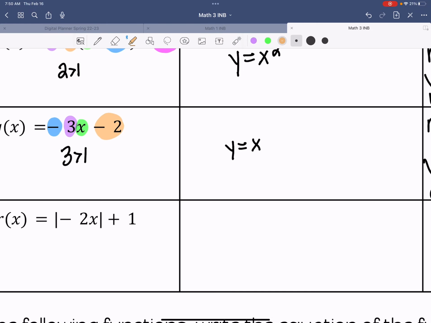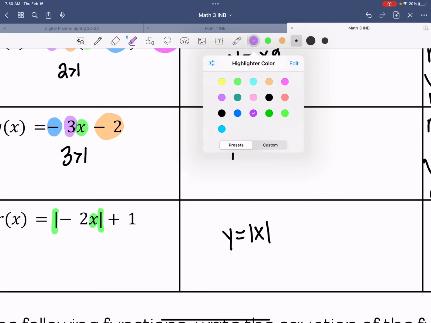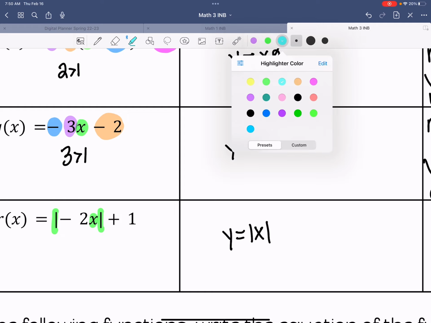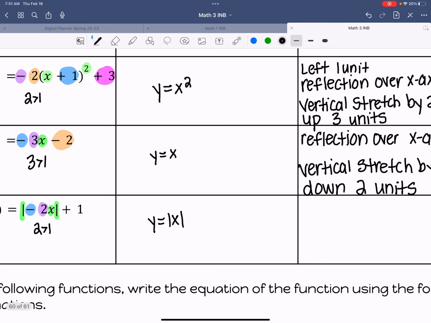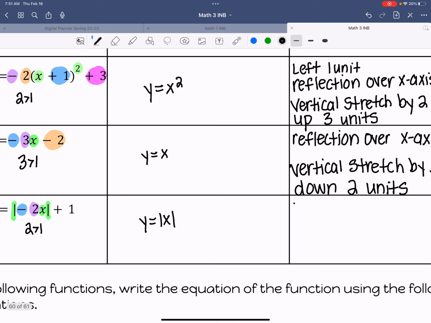All right, and for this one, we have the absolute value again. So we have absolute value, and this time we're multiplying and have a negative on the inside of the function. So that negative on the inside of the function is going to be a reflection, but now it's going to be a reflection over the y-axis. And then we have times 2 on the inside, so that's going to be a horizontal dilation. So 2 is greater than 1, and it's on the inside, so it's going to be a little bit different. So we have a reflection over the y.